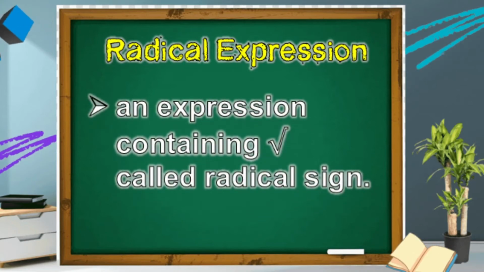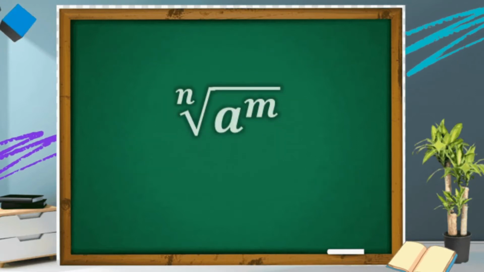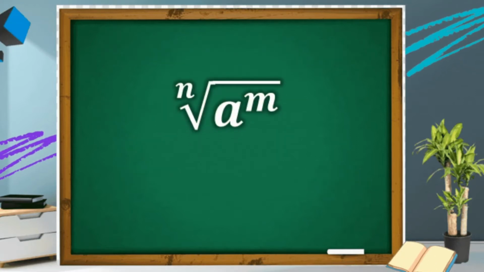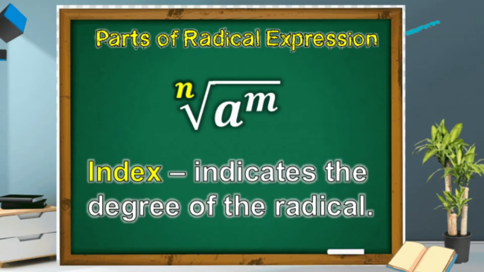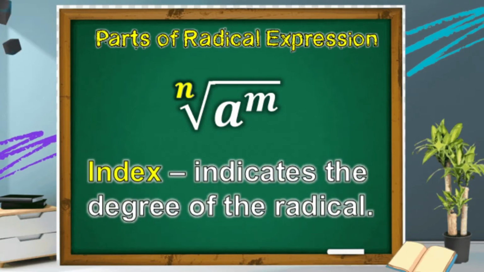What is radical expression? It is an expression containing radical sign like square root, cube root, fourth root, fifth root, and so on and so forth. Nth root of A raised to m is what we call the radical expression, wherein yung n is what we call the index of the radical. It indicates the degree of the radical.